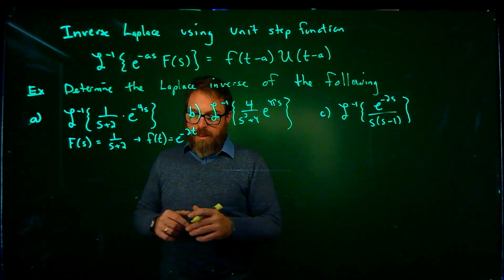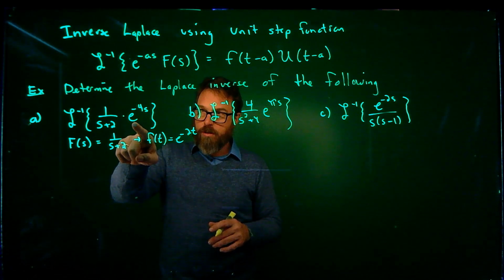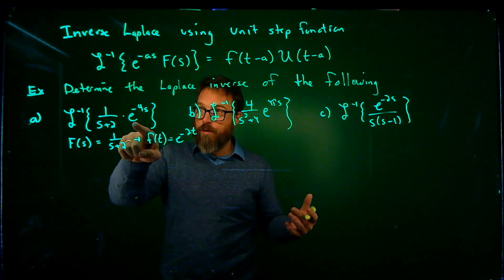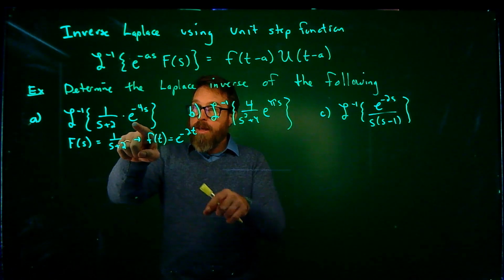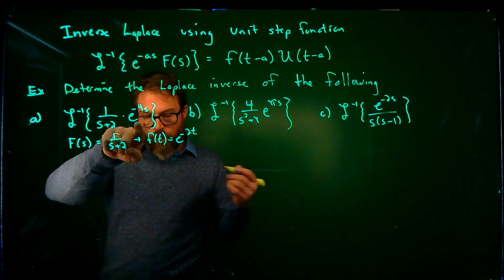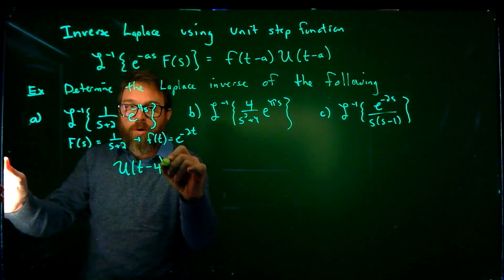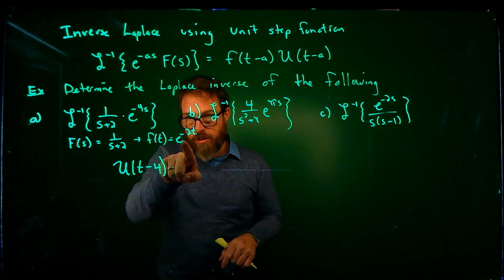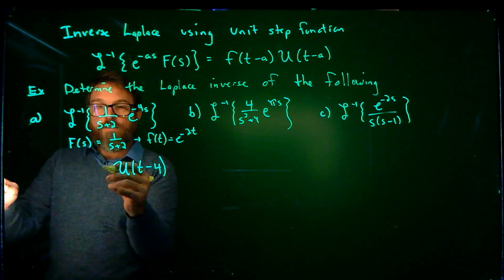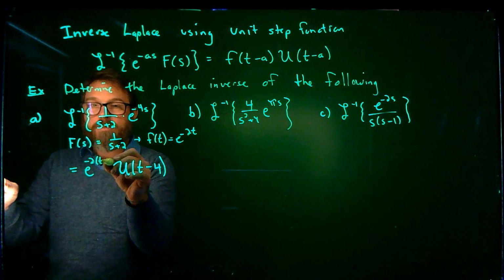So when we set this up, we know that this is going to shift the entire expression over by 4 units. So we're going to have the unit step function shifted right 4 units. So this is going to become u of t minus 4. And then similarly, this is also going to be shifted by that exact same argument of the unit step function. So this is going to be equal to e to the minus 2 times t minus 4.